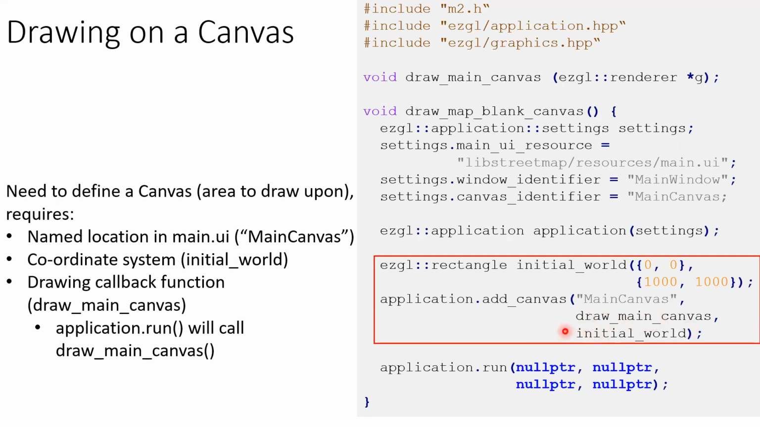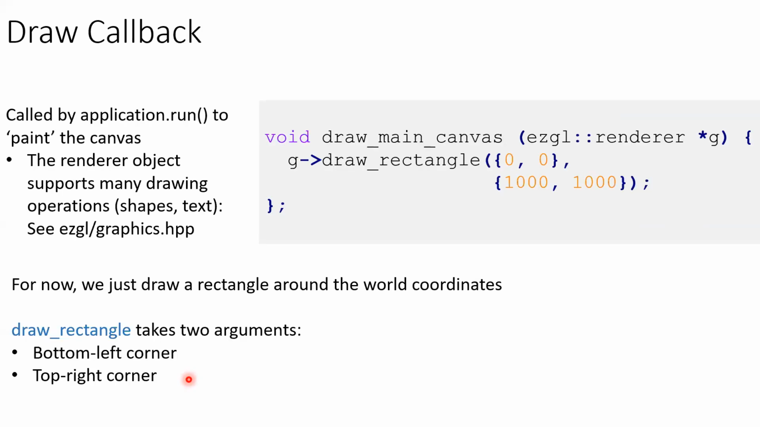And this draw main canvas, we're referring to that as the callback function. So when we are running application.run, this command will call this function, which is why we also need to create this function as well in the same file. So the callback function has a fixed set of parameters passing into it. These are just fixed. You just copy them.